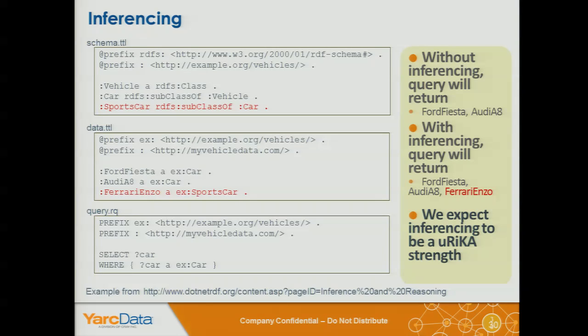Right. There are standards for inferencing rules, and you have to implement the standards. So our database, or uRiKA, supports something called RDFS, which is one of the inferencing standards. There are more complex ones called OWL and OWLDL and things like that. So as long as the two databases are supporting the same inferencing standard, and you put in the same rules, it should always give you the same answer.